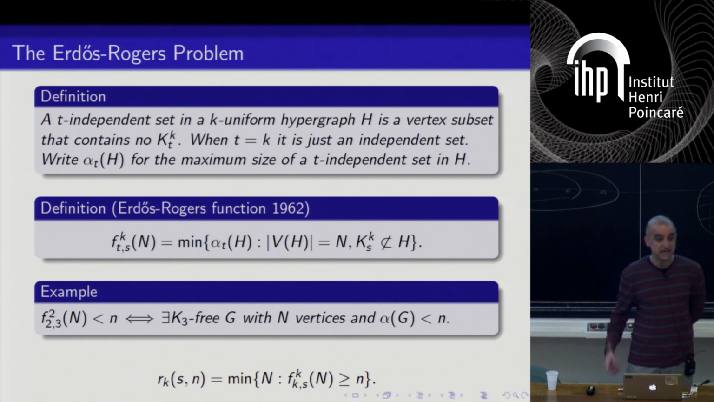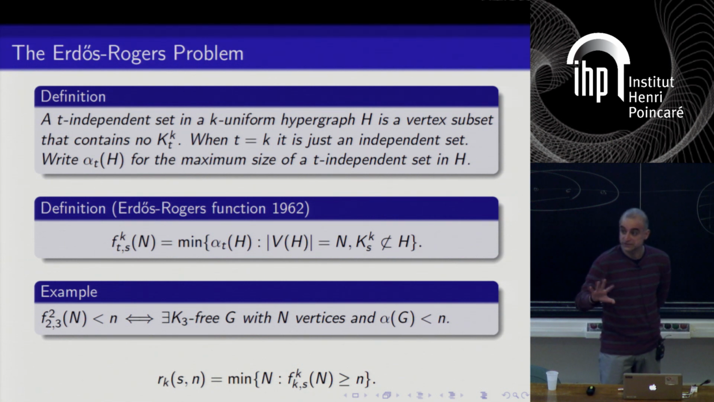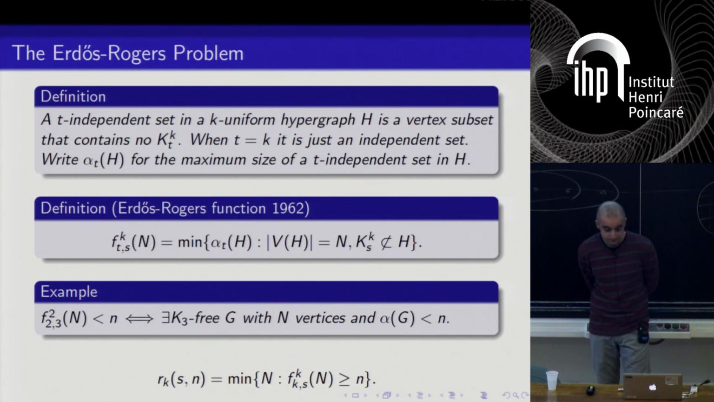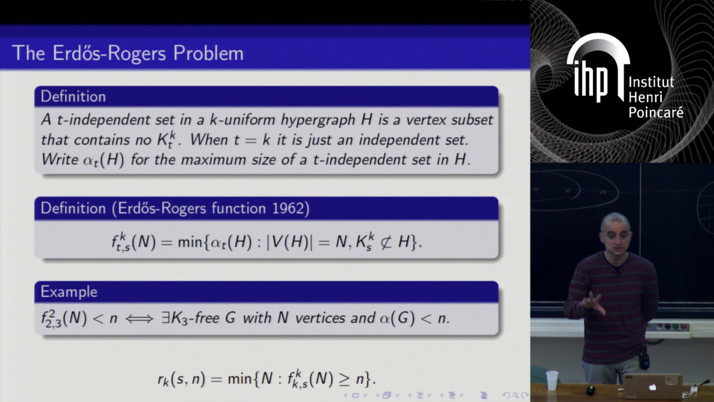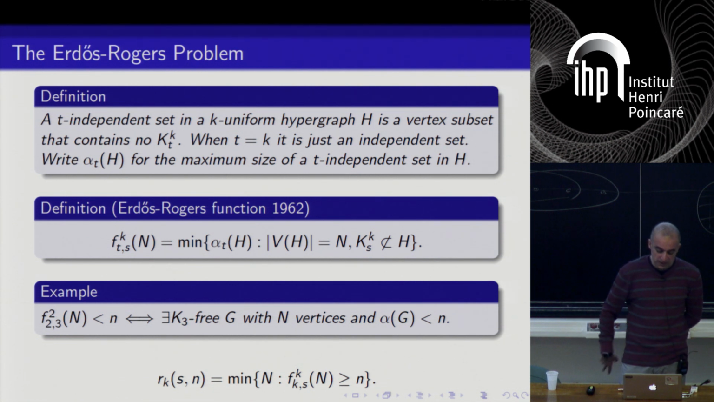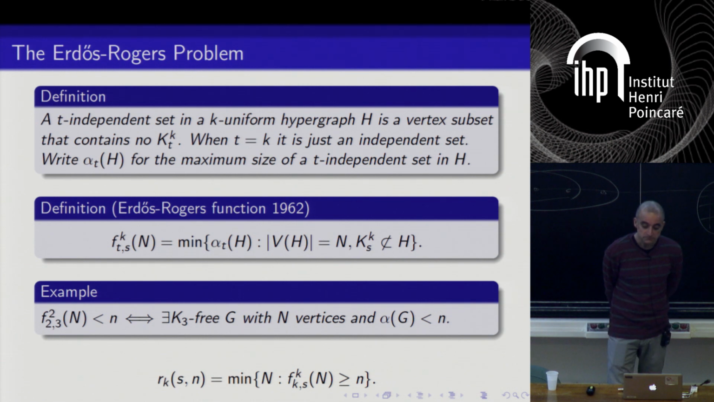So if t is k, a k-independent set, everything in a k-uniform hypergraph, is a set which has no complete graph on k vertices. In other words, it has no edge. In other words, it's an independent set. So you allow some edges, but you don't allow cliques of size t.